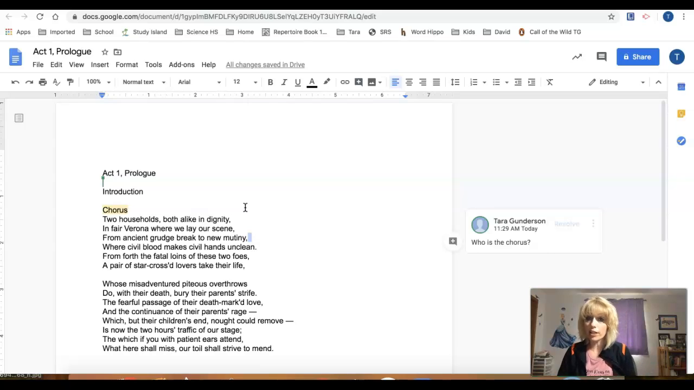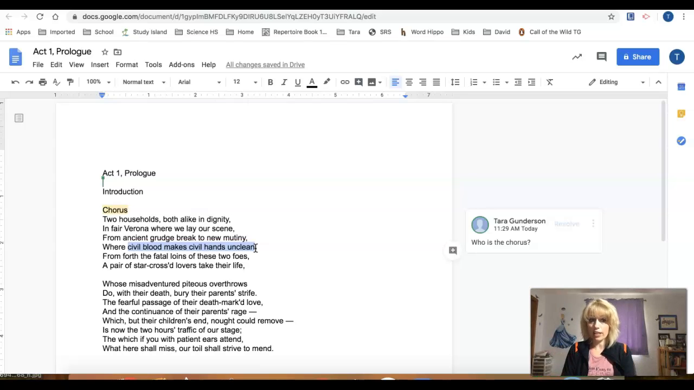All right, we're given a lot of information here. Number one, if we look right here, we get our setting. Okay, the story takes place in Verona, where we lay our scene. That means that this is where our story is taking place. And it says a grudge breaks to new mutiny. That means we've got people that are fighting, right? So a grudge is just an argument. Down here, it says civil blood makes civil hands unclean. What that means is it's not like you have two towns going against each other. This is civil. It's between two families, okay?